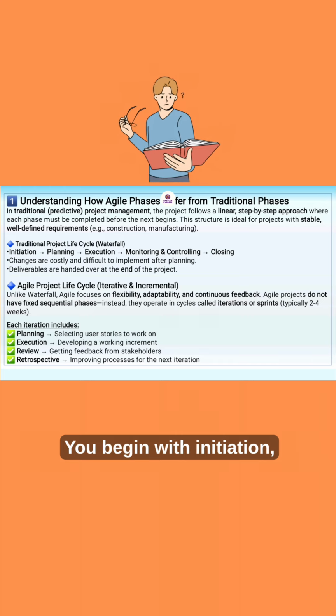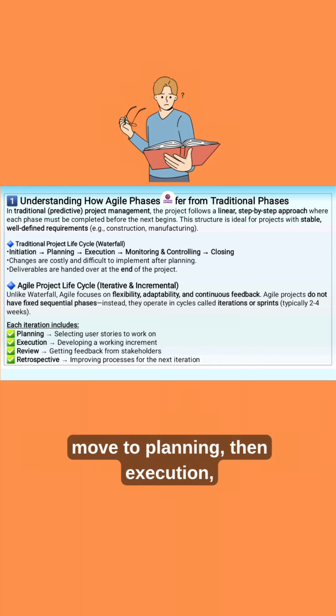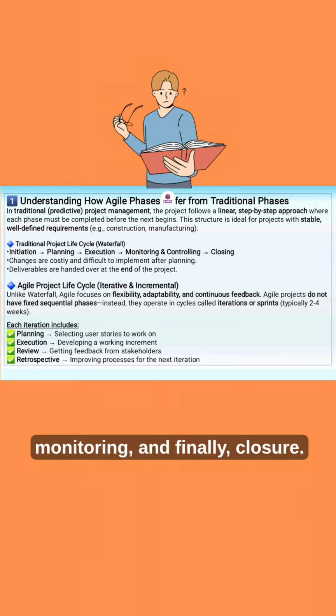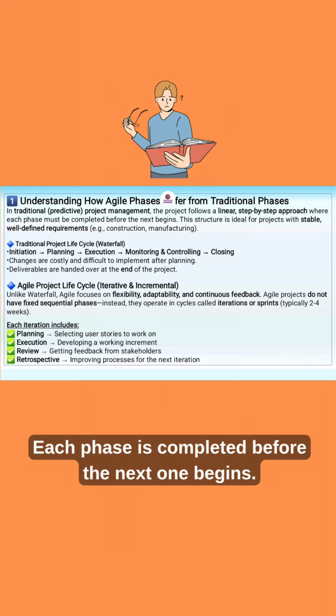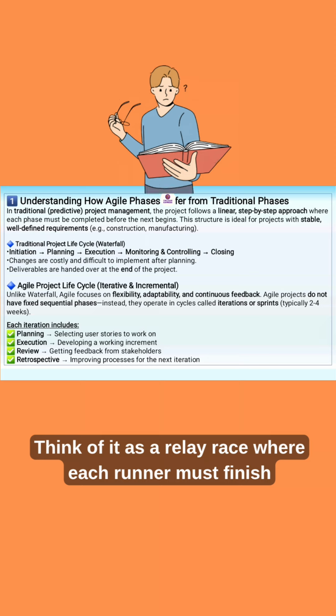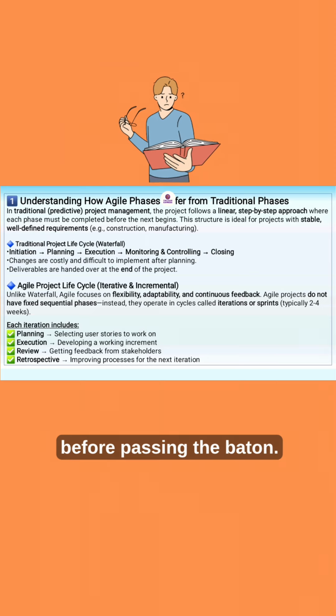In traditional project management, often referred to as waterfall, the life cycle follows a linear path. You begin with initiation, move to planning, then execution, monitoring, and finally, closure. Each phase is completed before the next one begins. Think of it as a relay race where each runner must finish before passing the baton.